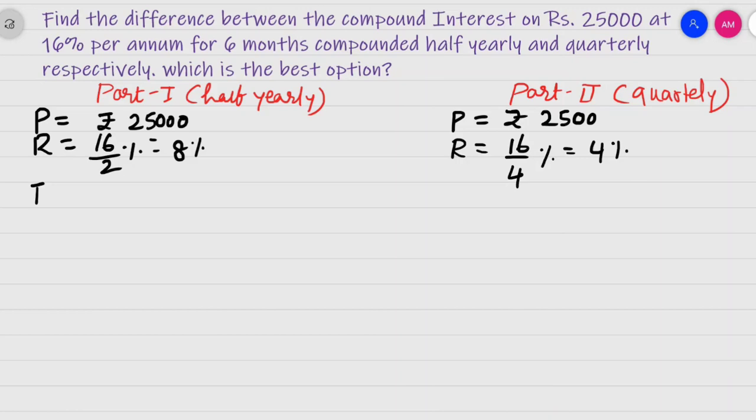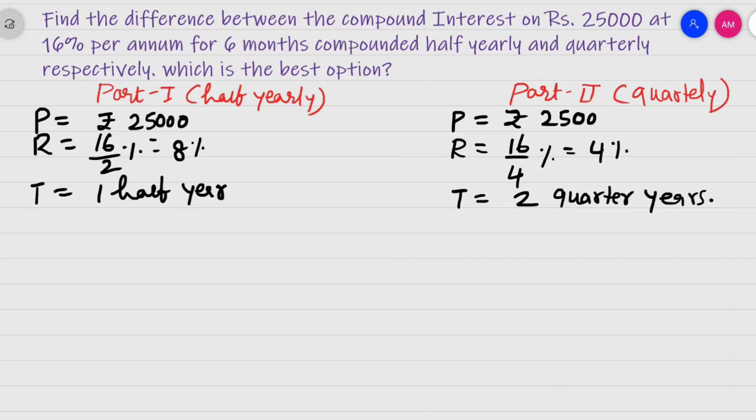Now see, time is 6 months. So here it will be 1/2 year, and here the time will be 2 quarter years, isn't it? Now from here it is very clear that you have to find the interest only one time here, because the time is given 6 months and it makes only 1/2 year. But here you have to find interest 2 times.